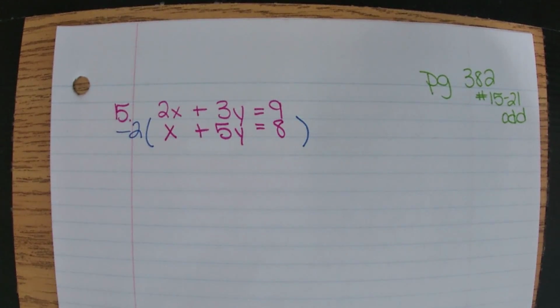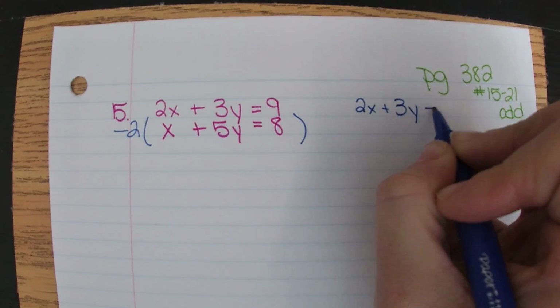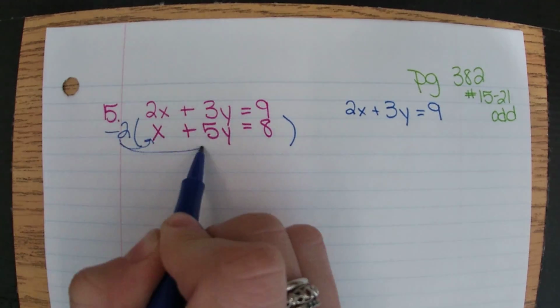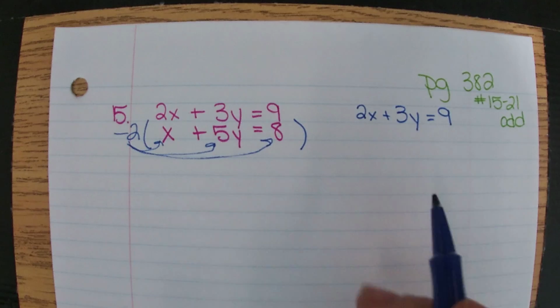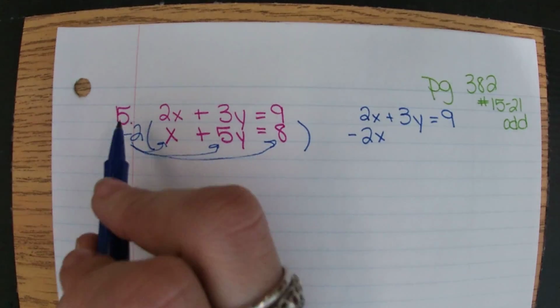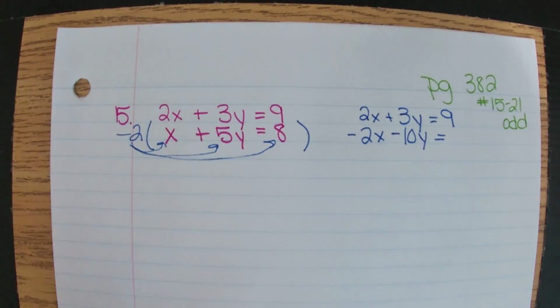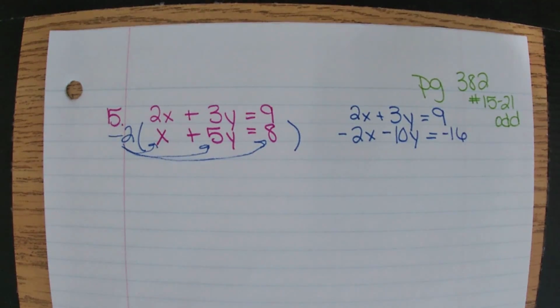So our top equation is going to stay the same as 2x plus 3y equals 9. Our bottom equation, we're going to distribute this -2 all the way through. So -2 times 1 gives us a -2x. -2 times 5 is a -10y. And -2 times 8 is a -16.